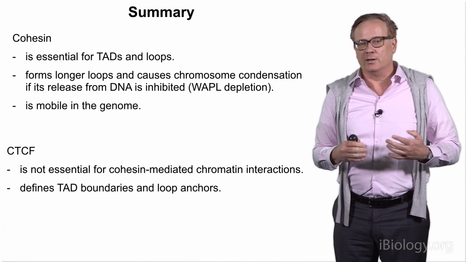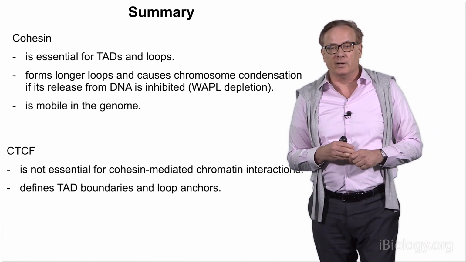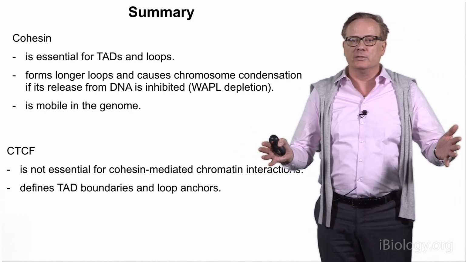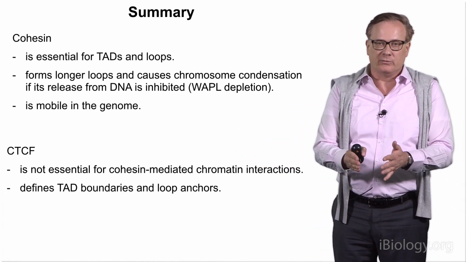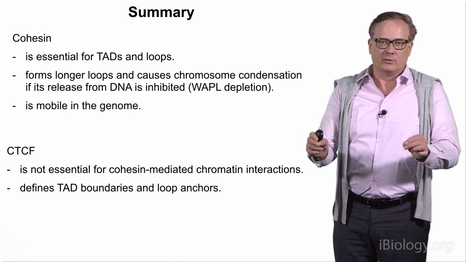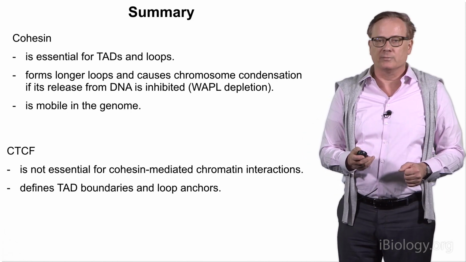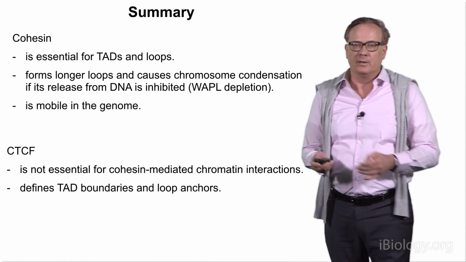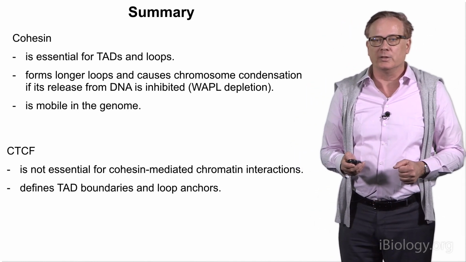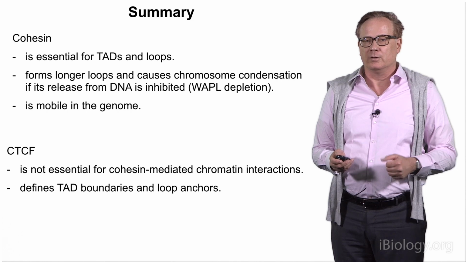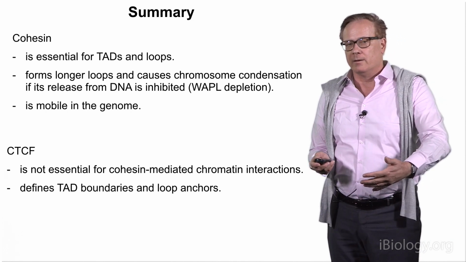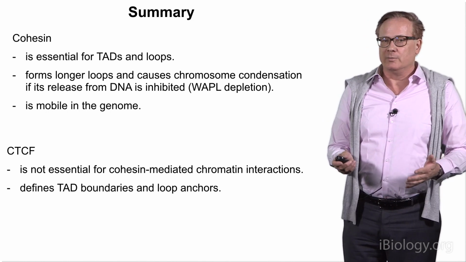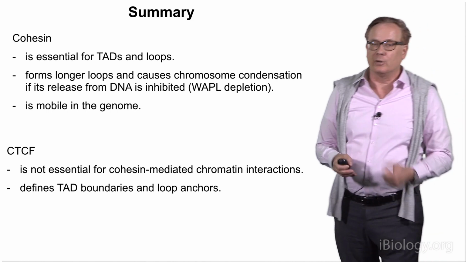And for CTCF, the data are consistent with the idea that it's not essential for the actual long-range interactions, because these are mediated by cohesin, but is needed to specify them by telling cohesin where to stop the loop extrusion process. And that would then form these less sharp TUD boundaries and would result in the reduction of loops that can be detected. Now, these phenotypes, in the case of CTCF depletion, are clearly not null phenotypes.